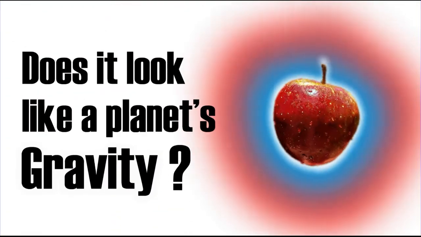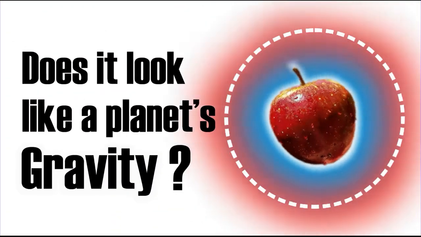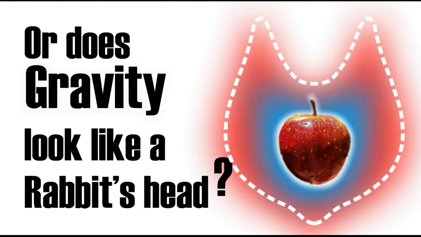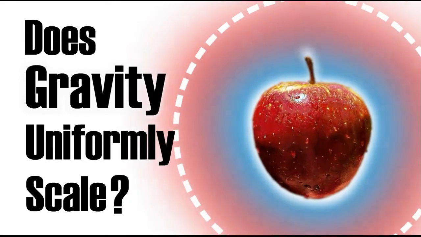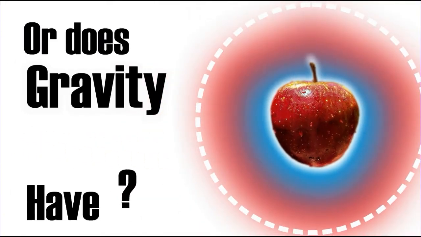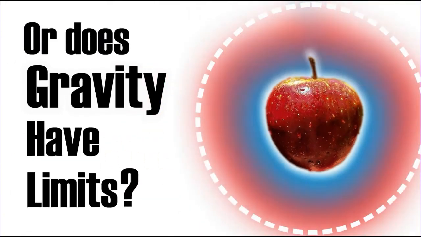Does the gravity of a small object look like a planet's gravity, or does it look more like the head of a rabbit? Does gravity uniformly scale, or does it have limits to its range? What happens when we have different shapes with the same mass? Why is it important to understand the shape of gravity?